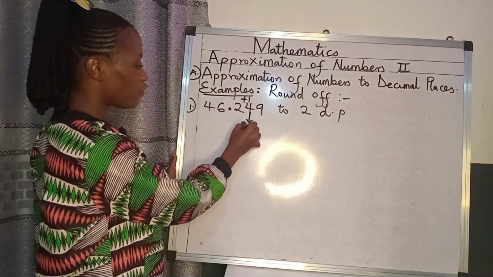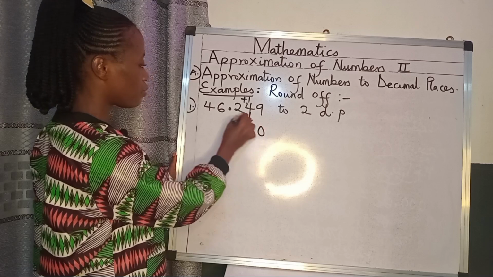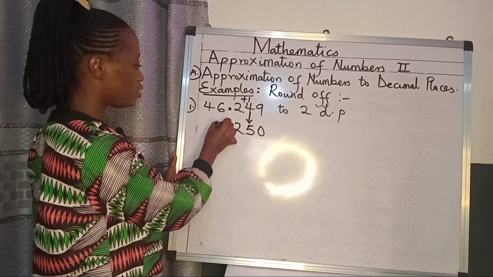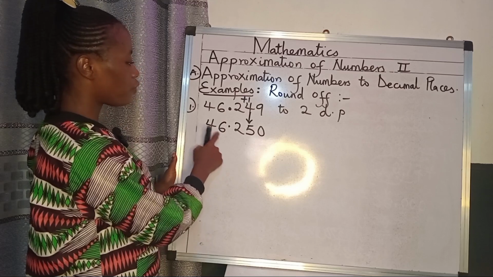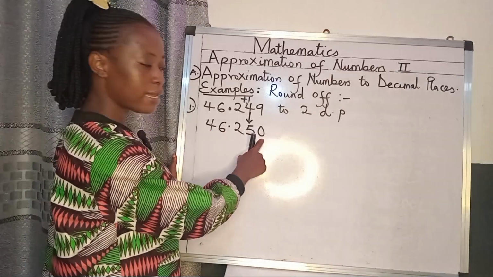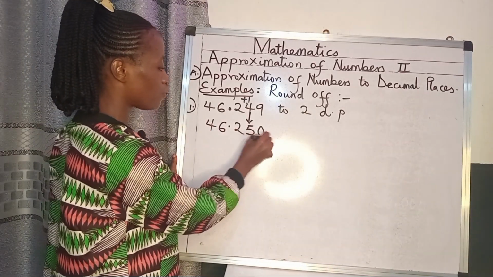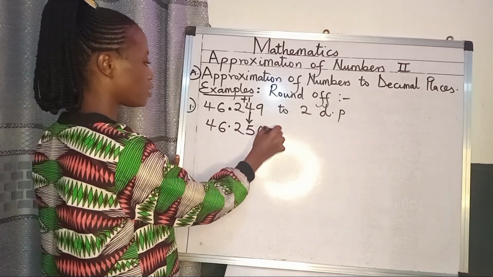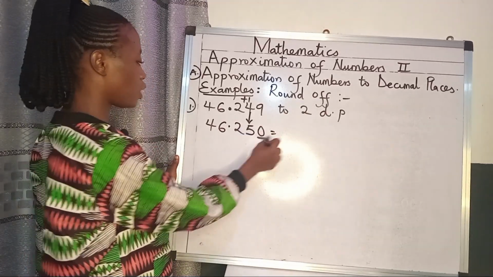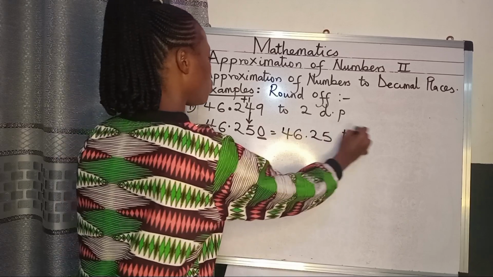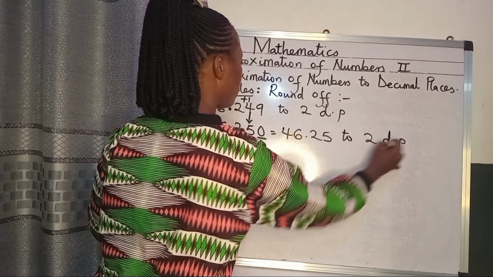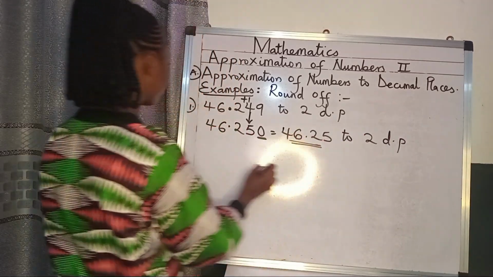4 plus 1 will give me 5, and here will be what? 0. I'll bring down every other digit I have behind, okay? Now this will give me 46.250. And like I said, this 0 is not significant. It's not important, okay? So I'm going to have 46.25 to two decimal places as my answer.